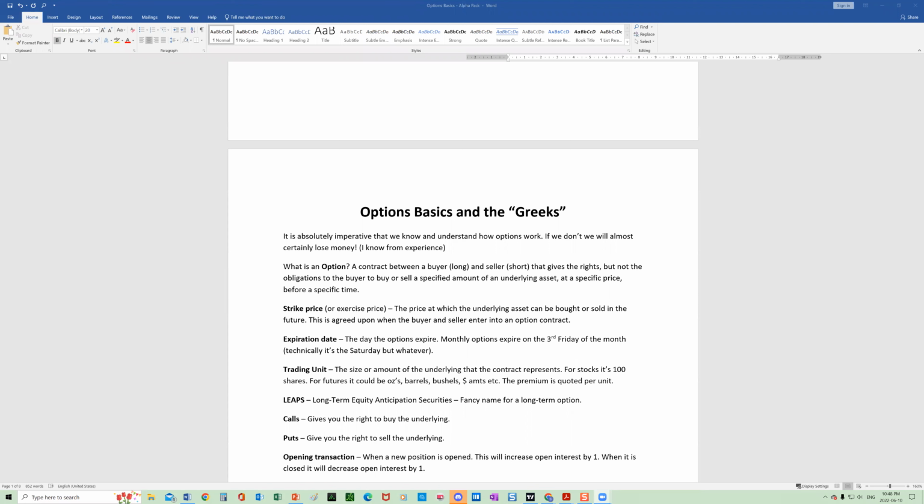In Europe, they have what are called European style options, where you can only be exercised on that particular day, so on the date of expiry. Here in North America, you can be exercised anytime when you sell an option. We'll talk about that down the road. Trading unit, I've already spoken about. LEAPS, basically, it's a fancy name for long-term options, so long-term equity anticipation securities, or LEAPS.